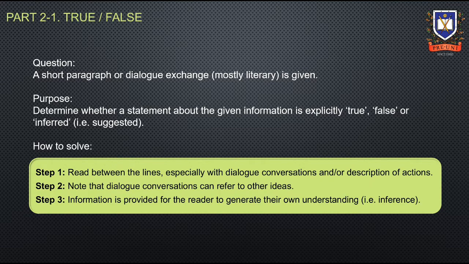So the way we solve these questions is that we really need to pay attention to what is being implied to us in between the lines, particularly with dialogue conversations or descriptions of actions. Then, once we read between the lines, we're going to see what it's trying to tell us and finally use that information to generate our own understanding of what's going on in the passage. So those are the main critical 3 steps we're going to be using in these questions.